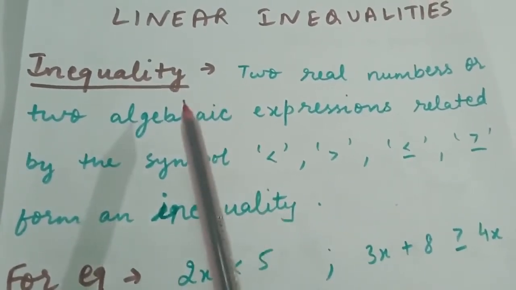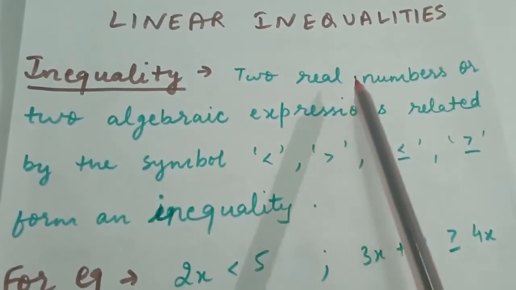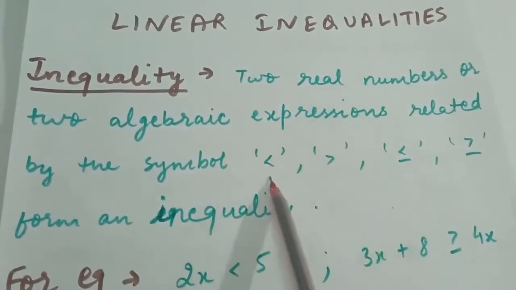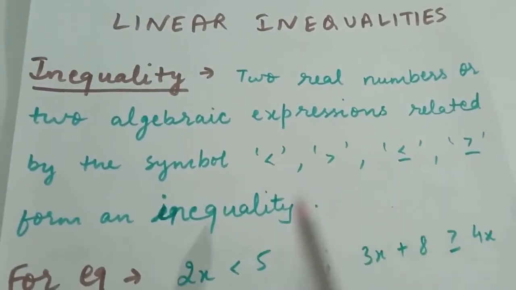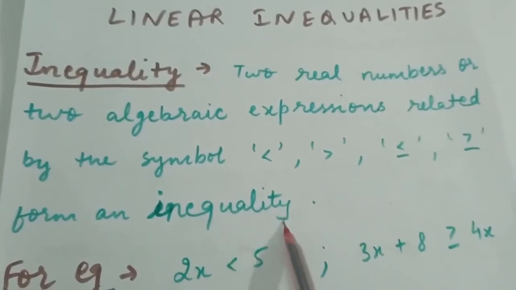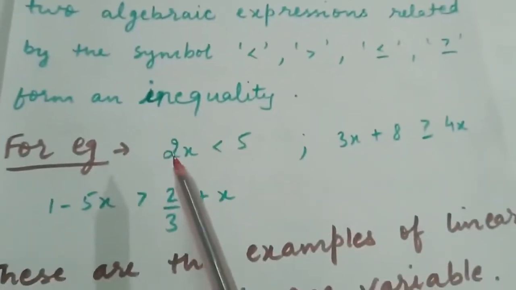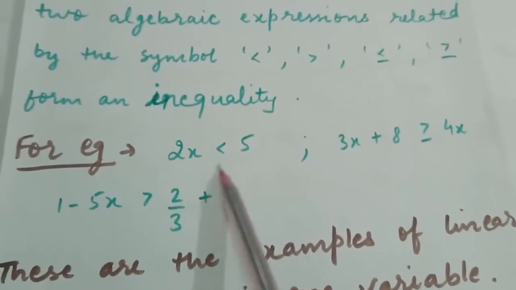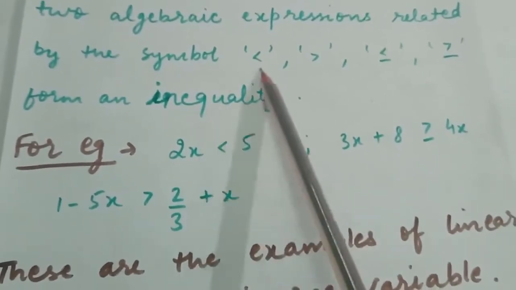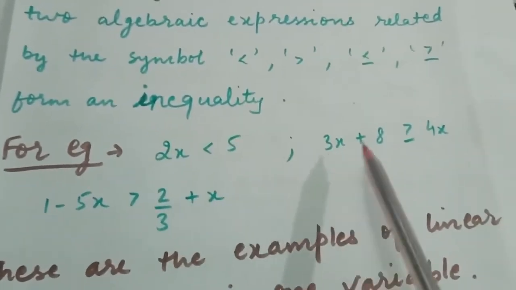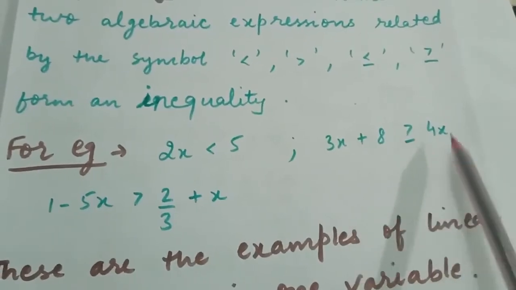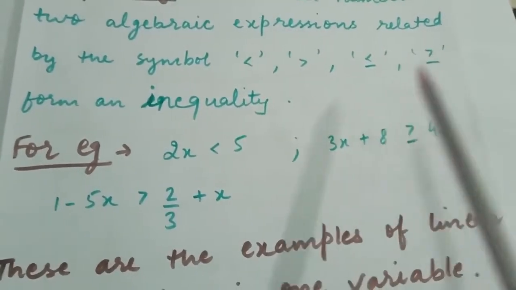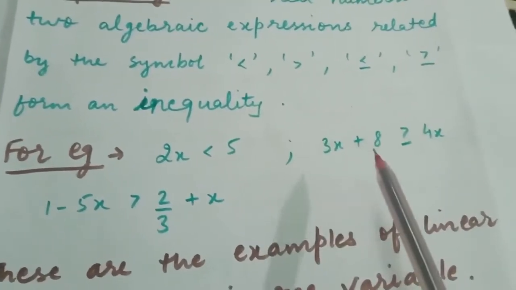So those algebraic expressions or real numbers which are related by any of these symbols are said to form an inequality. For example, 2x is less than 5. Here we have used the symbol of less than. 3x plus 8 is greater than or equal to 4x. We have used this symbol. So this is also an inequality.